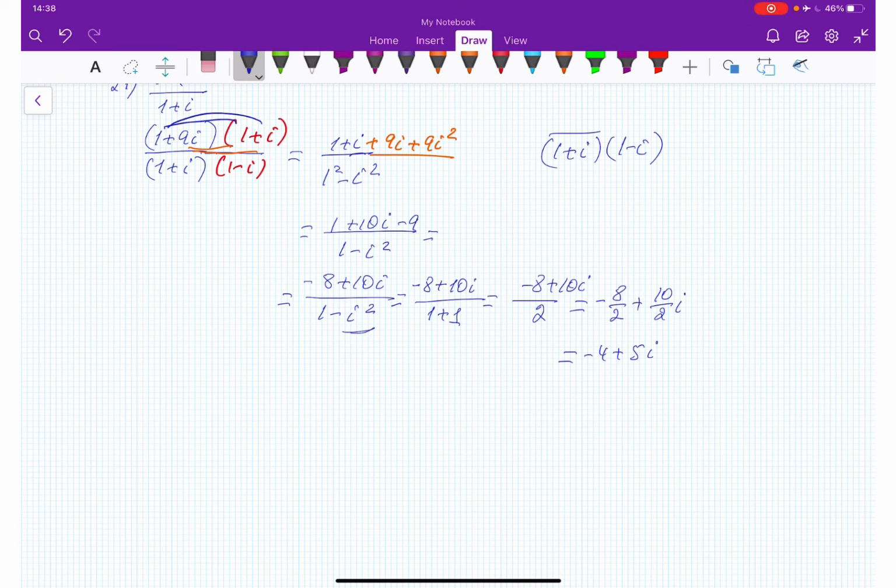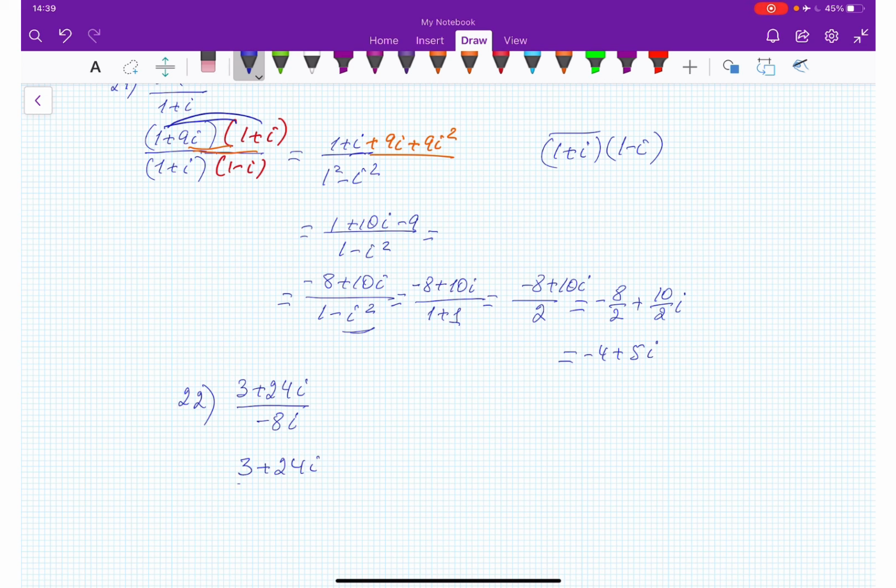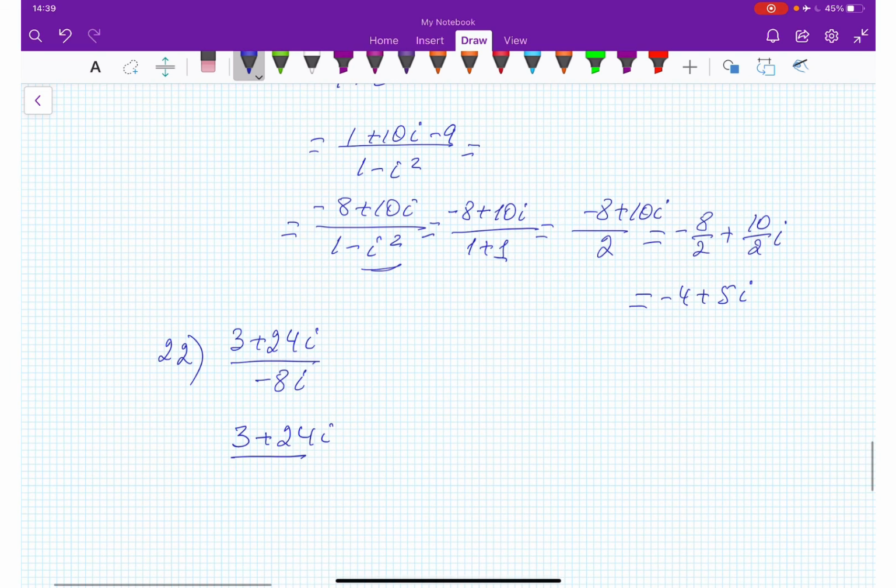22. 3 plus 24i over -8i. So we have an imaginary number in the denominator. So what do we have to do? We have to figure out how to get rid of the imaginary number, right? The only way to do it is to multiply by itself. Let's see. 3 plus 24i over -8i, and I am going to multiply by i, and multiply here also by i.